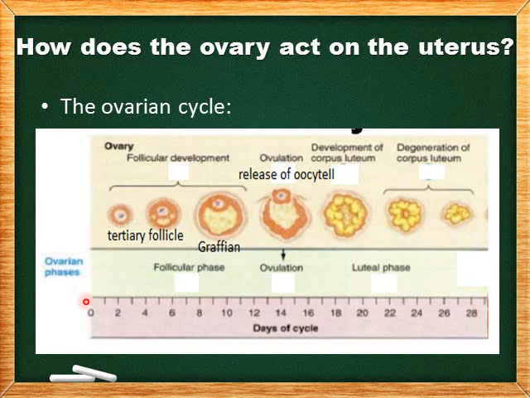Let's see. From the beginning of the cycle, the ovarian cycle is characterized by the follicular phase. So, what is the follicular phase? The follicular phase is when the tertiary follicle enters the cycle. So, the cycle starts with the tertiary follicle. The tertiary follicle now, within the follicular phase, develops and becomes bigger and bigger to develop into a Graafian follicle.